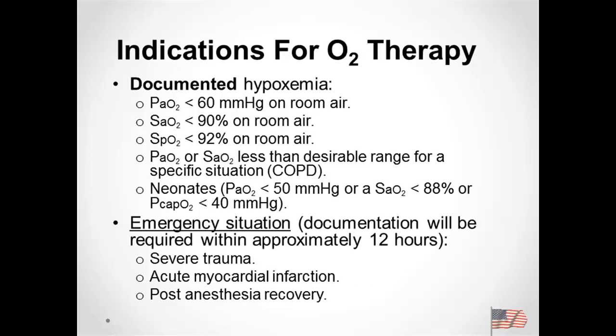Any rate. So the indications for oxygen therapy are obviously documented hypoxemia. Somebody's got a PO2 less than 60 for sure on room air, especially if there's COPD. Saturations that are low, either arterial or through pulse oximetry. We talked a little bit about patients with COPD. We're going to be a little more lenient as far as the level of hypoxemia.